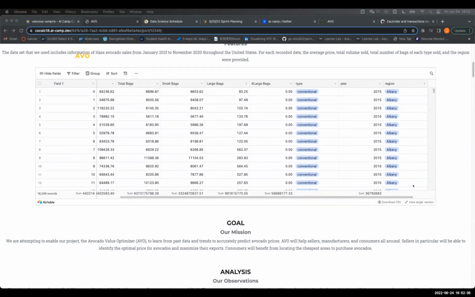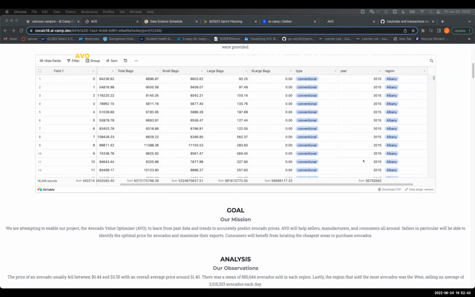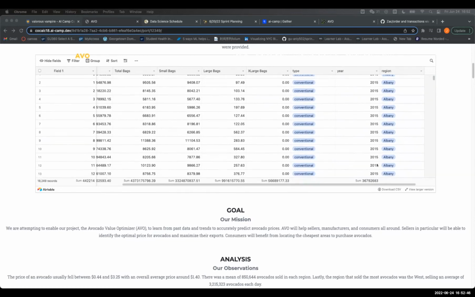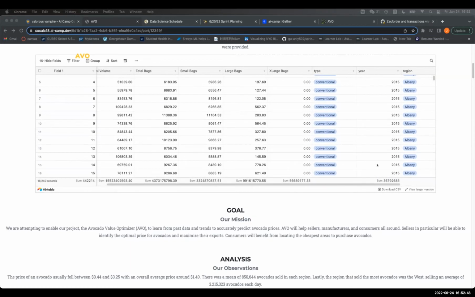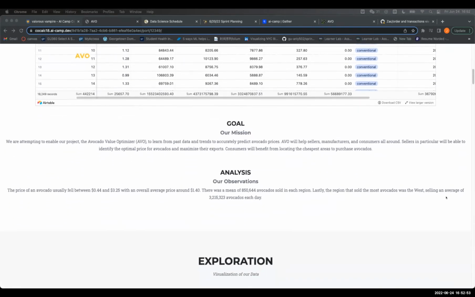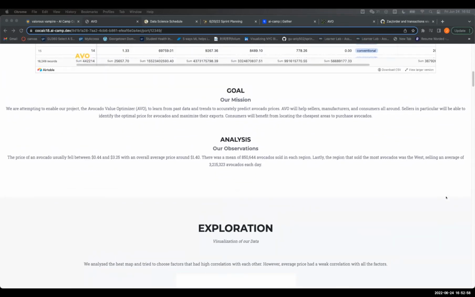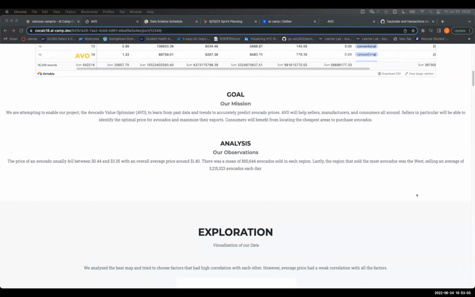And this is our data set that you can see. We got a data set that has over 18,000 rows to provide us with sufficient information to create evaluations. The goal of our project, AVO, is to learn from past data and trends to accurately predict avocado prices. AVO will help sellers, manufacturers, and consumers all around. Sellers in particular will be able to identify the optimal price for avocados and maximize their exports, and consumers will benefit from locating the cheapest areas to purchase avocados.